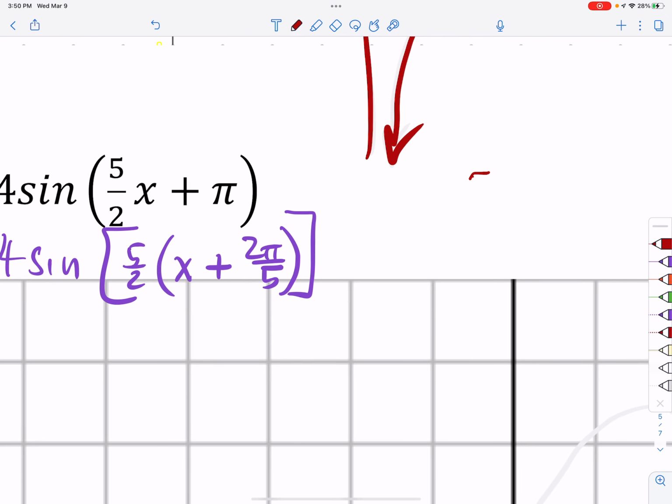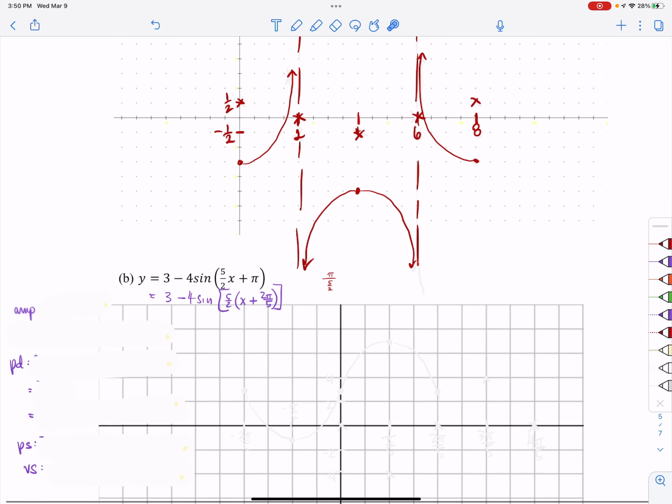So the math on this would have been pi divided by 5 halves, and then I would have multiplied by the reciprocal, which is how I got 2 pi over 5. Also, remember that the way that you can always check your work is to redistribute. So when I redistribute, the 5 halves times the 2 pi over 5 should give me this right here. This is the best way to check your work.